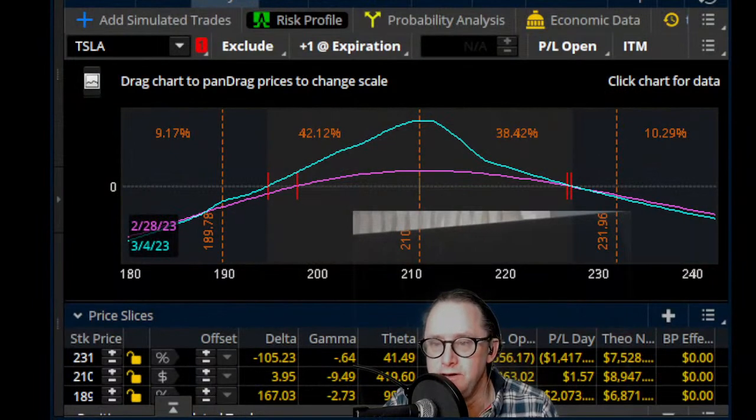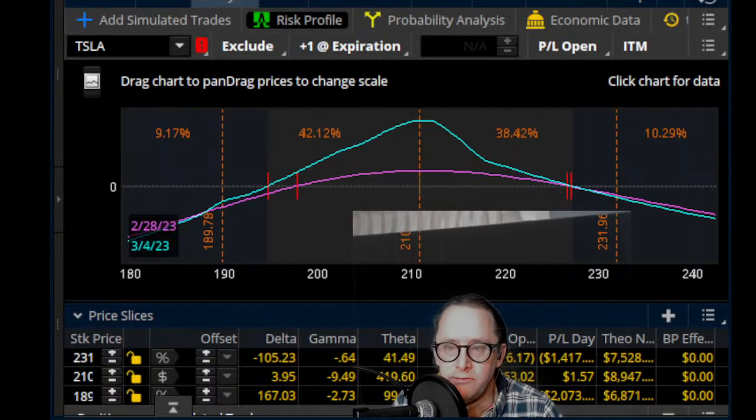Although I haven't been online all that much, I have been trading every day. And right now, I'm in the midst of trading Tesla. So let's take a look at the position really quick. I have Thinkorswim behind me, and this is a risk profile.